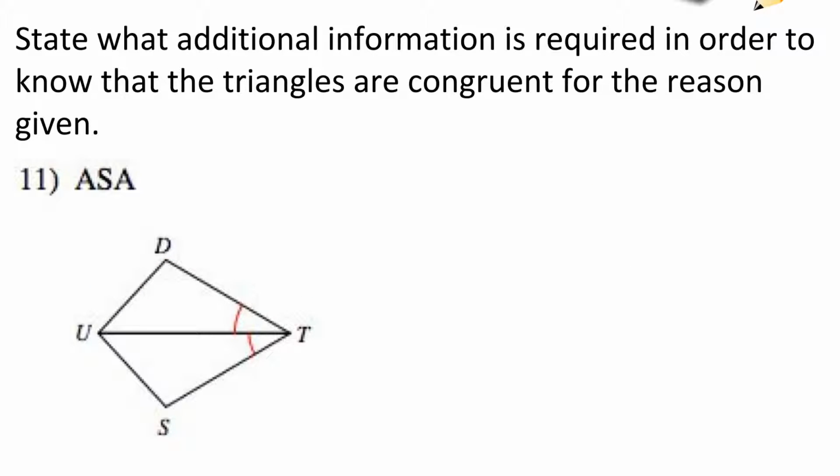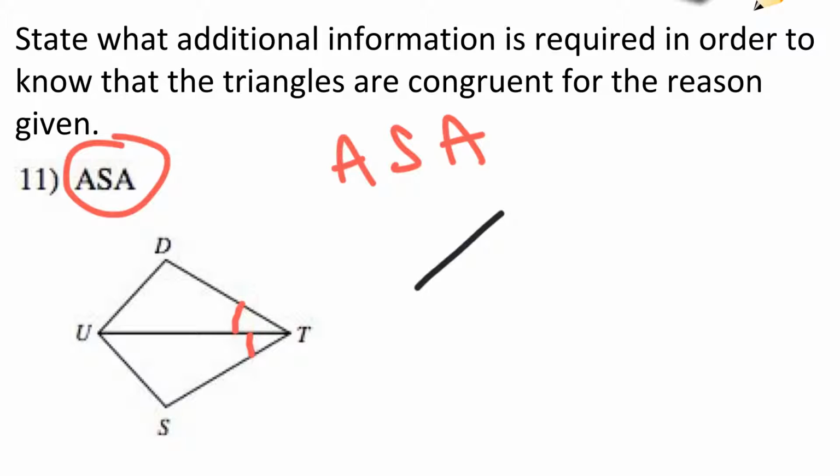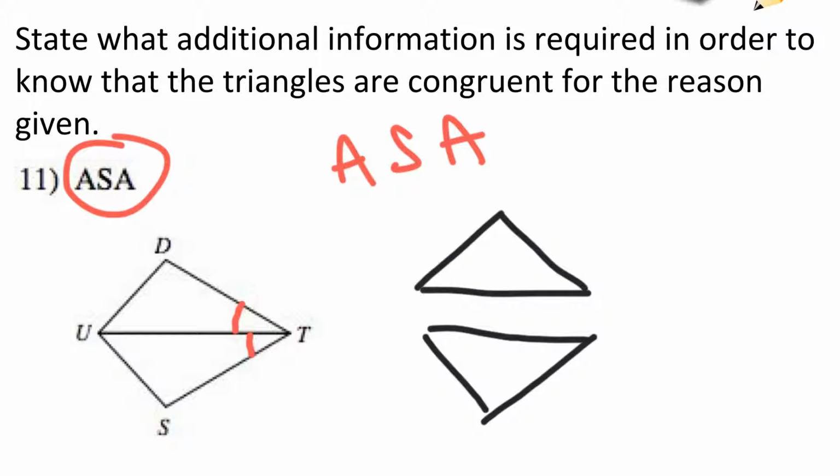So here's another one. This is problem 11 in your worksheet. State what additional information is required in order to know that the triangles are congruent for the reason given. So I'm giving you angle, side, angle. I know that I want an angle, a side, and an angle right next to each other. If you look at this, I know that this angle is equal to this one because it's only one line. The tricky one here is if I draw these 2 separately, because they are sharing this side right here, this is actually the same as this one. So you can think of it like that.